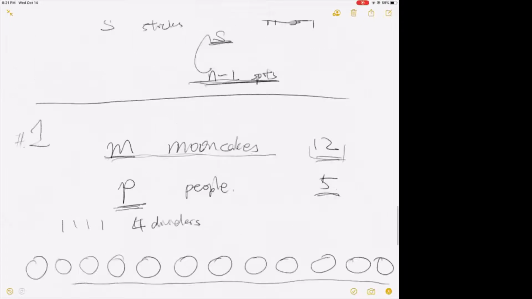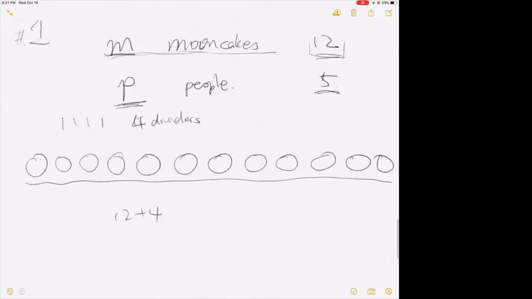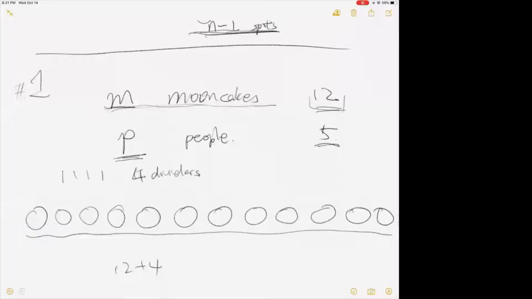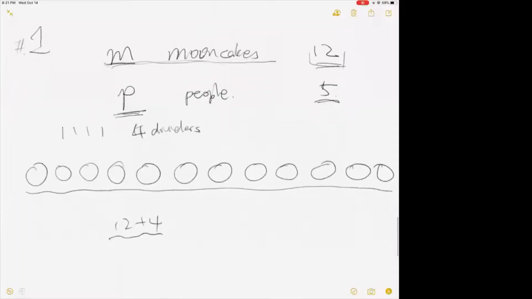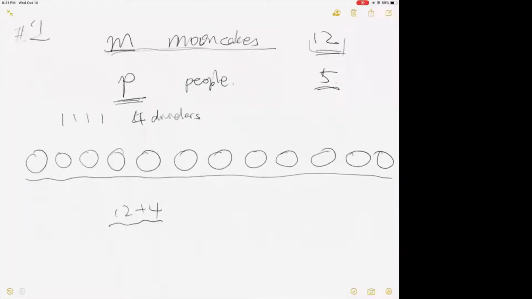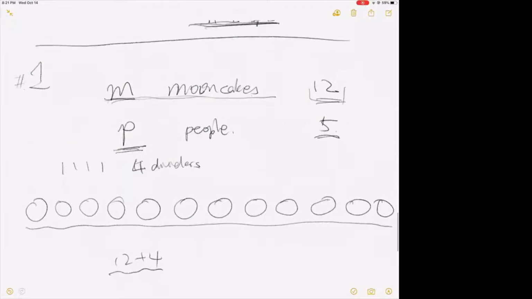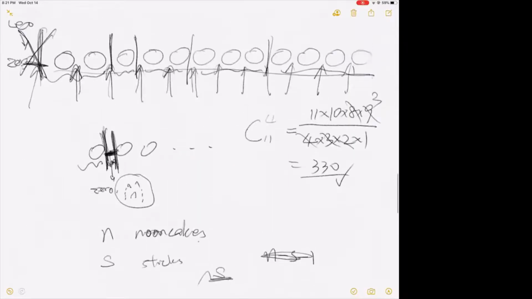In the first time, we only had 11, right? We had 12 minus 1, and now we have 12 plus 4. Why do you have 12 plus 4? We have 12 plus 4 because you have 12 mooncakes, and then you have to put in 4 dividers to see how much everybody gets. But in the first time, I needed to put in 4 dividers too. Then why is it 11 choose 4?